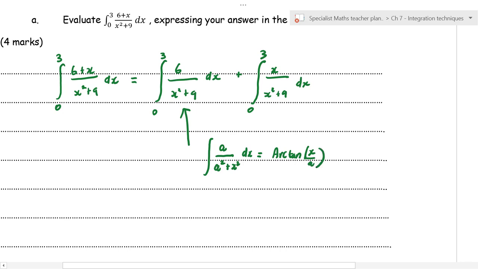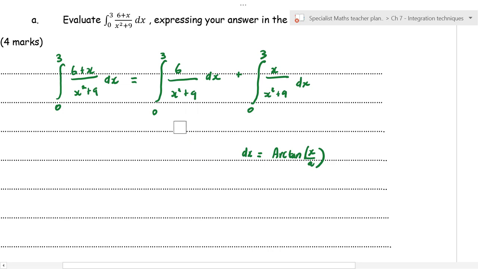Is that correct? Yes. Be careful though. It's the a and then a squared, so you have to be really careful with this. So at the moment, what's a? What's a in this case? So a is 3. So what we can do then is, why don't we do this?